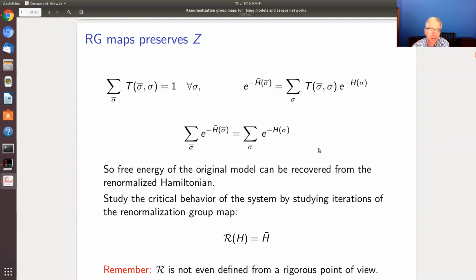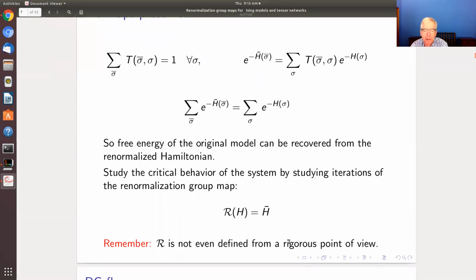And then the idea is that you study the critical behavior of the system by studying iterations of this map. So this script R is the map that sends H to H bar. And of course, there's a non-trivial story as to just how you do that. I won't go into details there. But again, remember, this map is not even defined from a rigorous point of view.